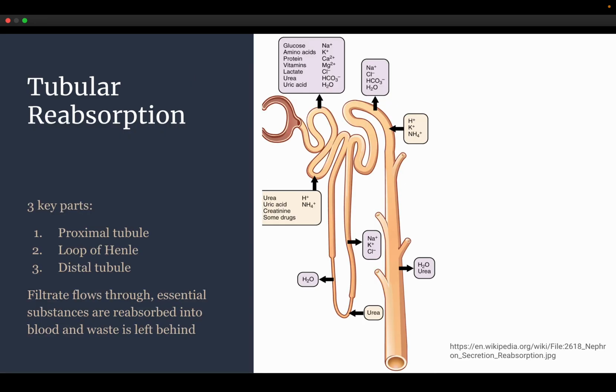This filtrate that was created then flows through the proximal tubule, loop of Henle, and distal tubule in that order, forming the process of tubular reabsorption. During this journey, around 99% of the filtrate is reabsorbed back into the bloodstream, consisting of essential substances like glucose, water, and electrolytes. The small amount left behind becomes concentrated waste products.